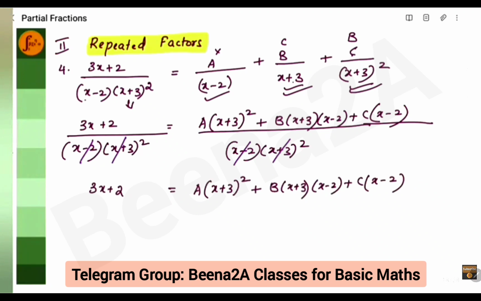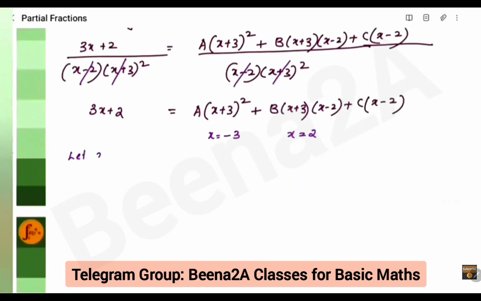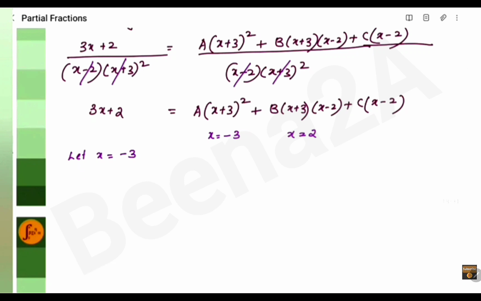Now we'll have to take the values. We can take x is equal to minus 3, since here it's plus 3. Then x is equal to plus 2, because it's minus 2, we'll take it plus 2. Here it's the same thing, so let's leave it. So let's take x is equal to minus 3 and substitute.